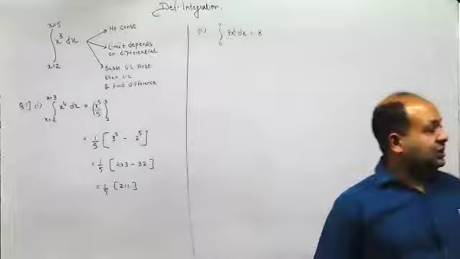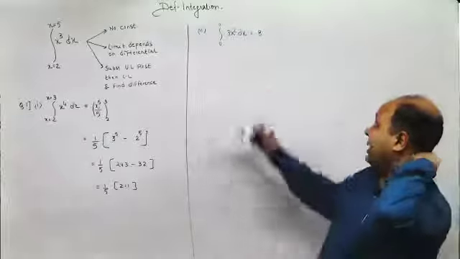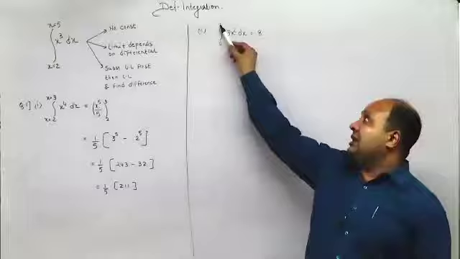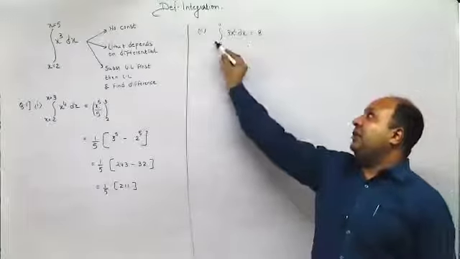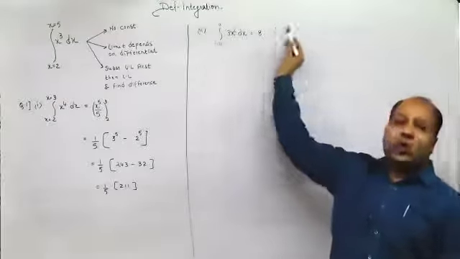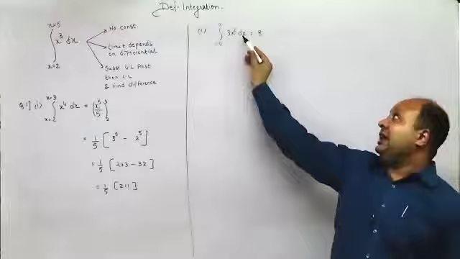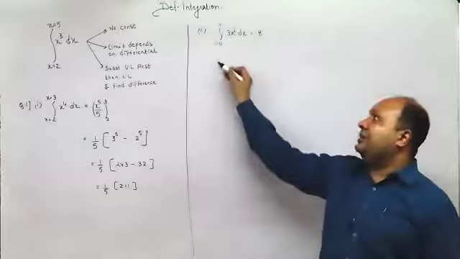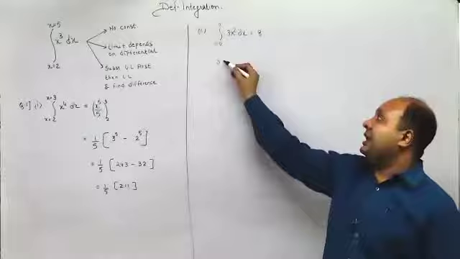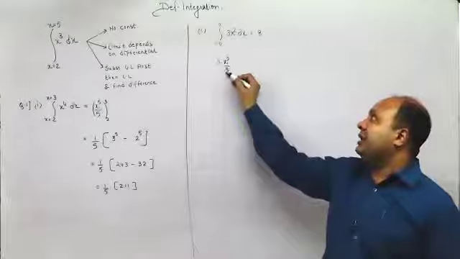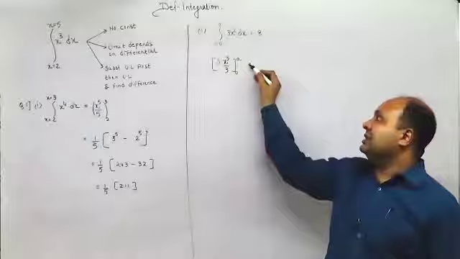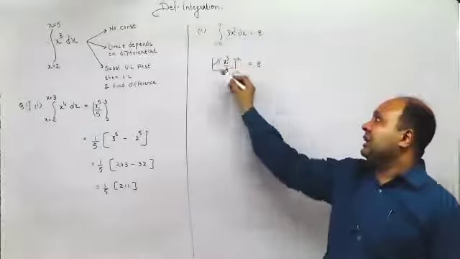Now here, this is 3x squared dx equal to 8. As I said, this is definite integration with dx, so limit would be in terms of x, no constant here. Take 3 out, solve it as if it is an indefinite integration problem. You get x cubed by 3. 3 and 3 get cancelled. This is 0 to a and this is equal to 8.